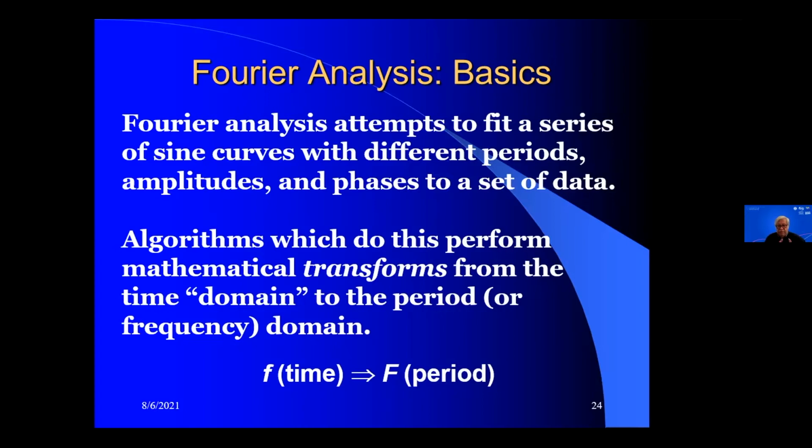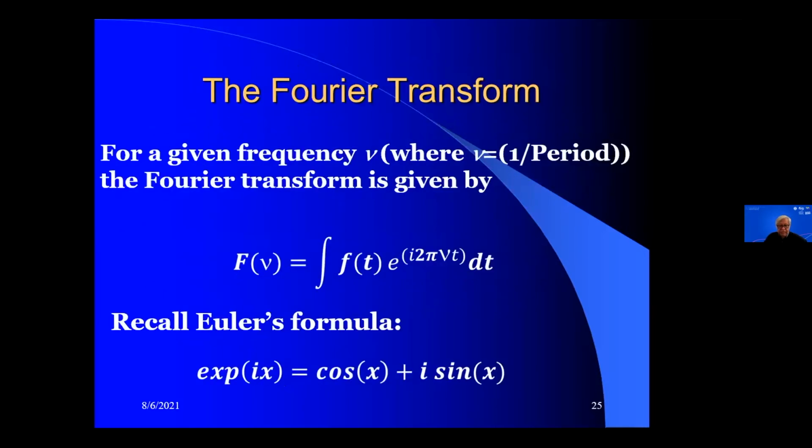We must be cautious when we transform data from the time domain to the frequency domain. The algorithm which does this performs mathematical transforms from the time domain to the period or frequency domain. So this is the condition before we do the Fourier analysis. And I think most of you are quite familiar with the topic of Fourier series and Fourier analysis. So for a given frequency nu, where nu is 1 over period in the case of astronomy mostly, the Fourier transform is given by this equation. I think it's quite familiar to you.